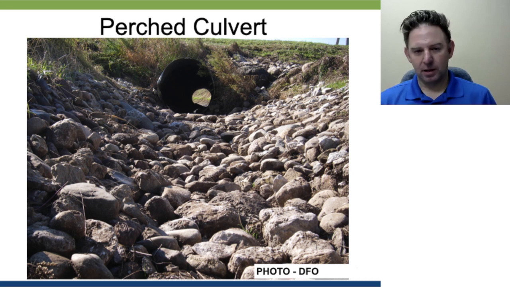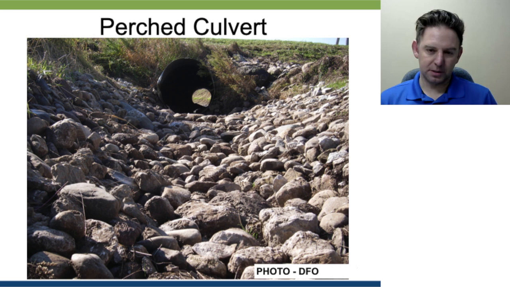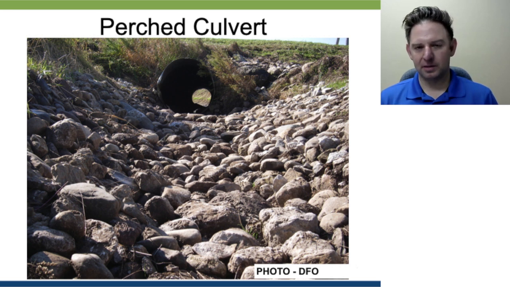Here's an example of a perched culvert, and one of the things we can do to address this, keeping these in mind as offsetting measures from a fish habitat perspective, is that you can put Newbury weirs in or create weirs to backwater up to have these perched culverts flowing, if not all the time, more frequently anyways.